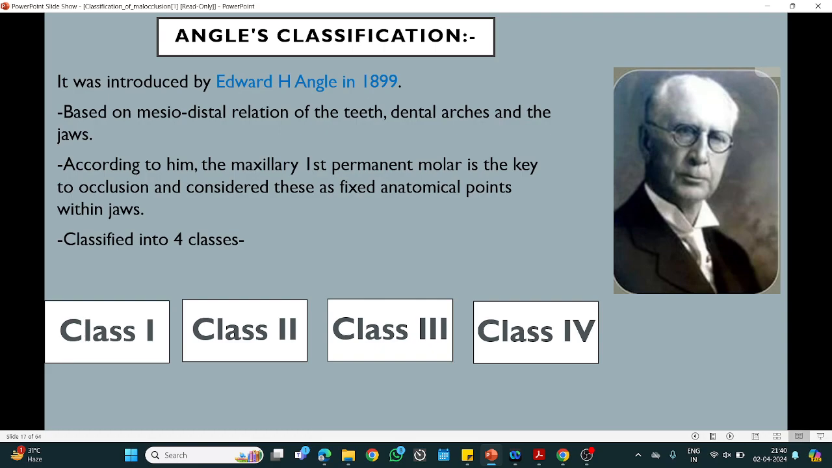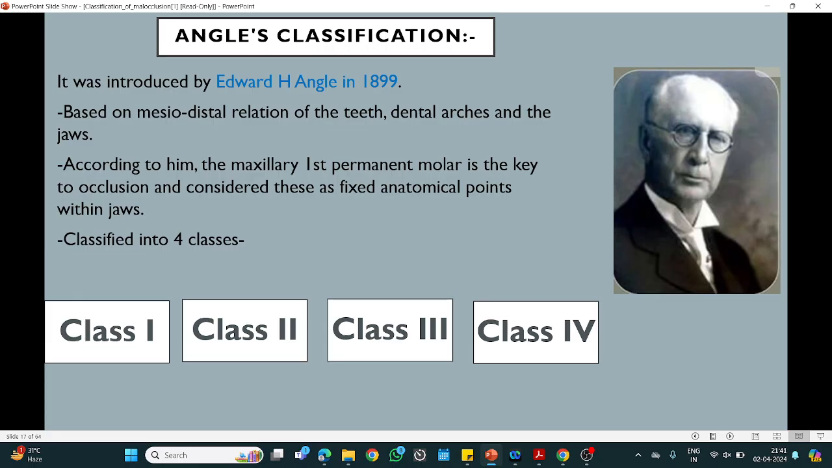Angle classification is the most commonly and most widely used classification. In 1899, Edward H. Angle introduced a classification based on the mesiodistal relationship of the teeth, dental arches and the jaws. According to him, the maxillary first permanent molar is the key to occlusion, and he considered this a fixed anatomical point within the jaw.